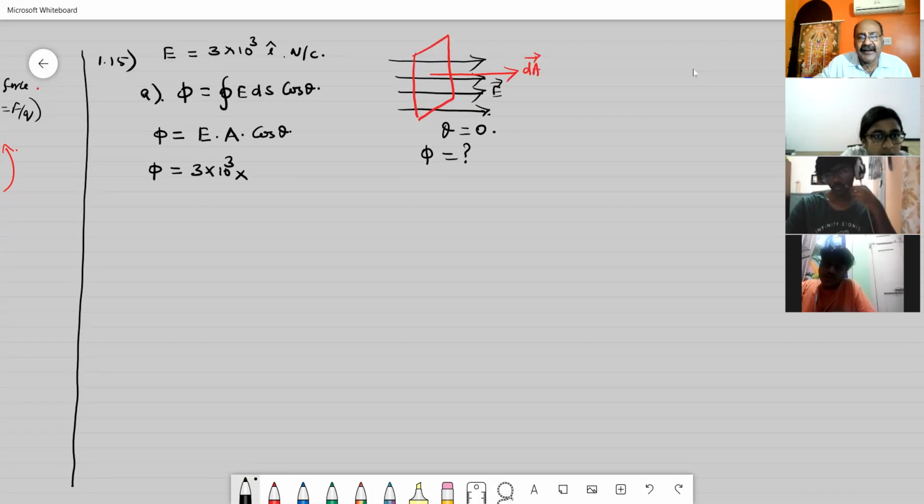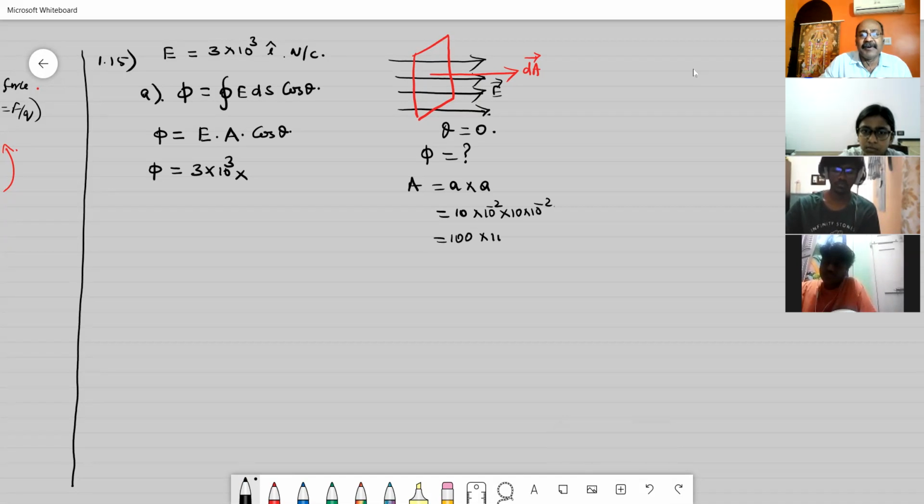Let us calculate the area. Area A is side into side. The side is given as 10 centimeter, so I can write 10 into 10 power minus 2 into 10 into 10 power minus 2. That is 100 into 10 power minus 4, which is 10 power minus 2 meter square. Substituting, the area is 10 power minus 2 multiplied by cos theta. Since theta is 0, cos theta is equal to 1.